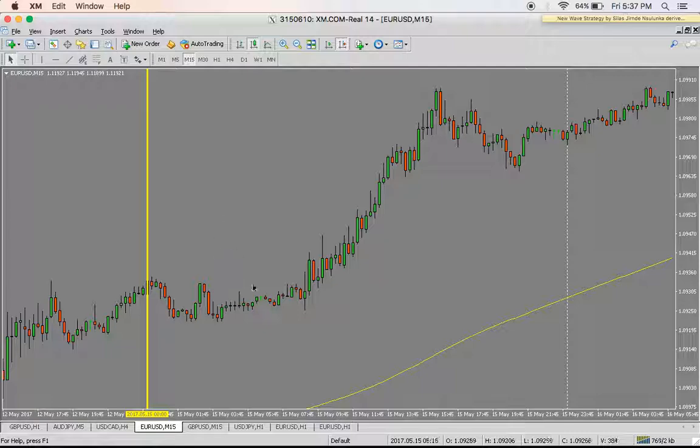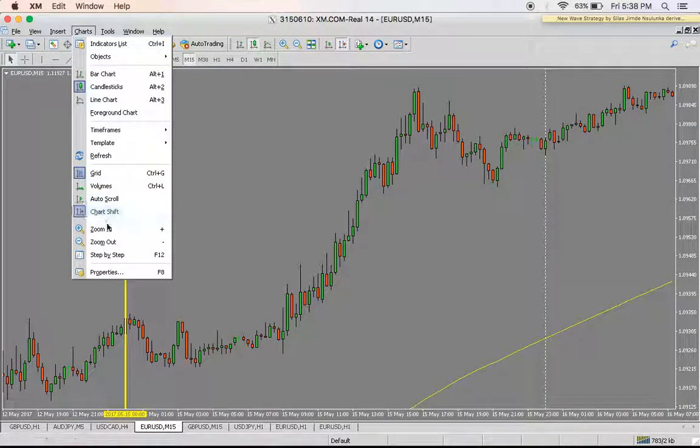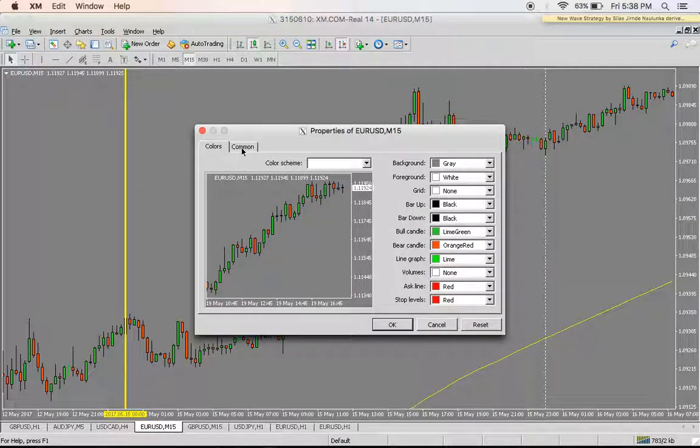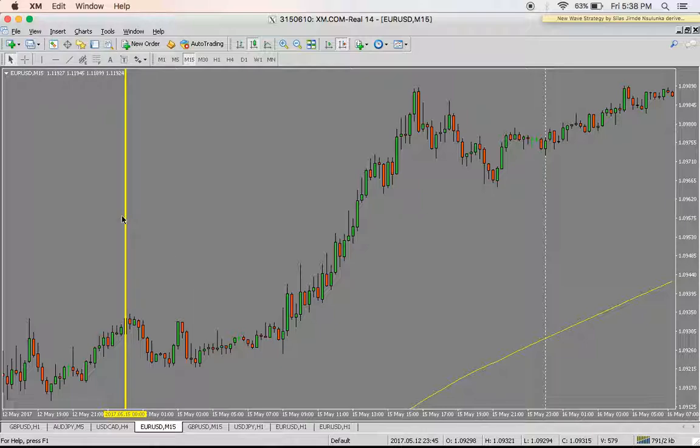And by the way, how do I know it's a day? It's because I see these vertical dotted lines, right? These are period separators. In the 15-minute chart, they show us different days. So from this yellow one here all the way till there, this is a full day. If you can't see it, just go to properties of your chart and make sure this show period separators is activated, so you'll be able to spot the days. All right, so now this is how the strategy works.